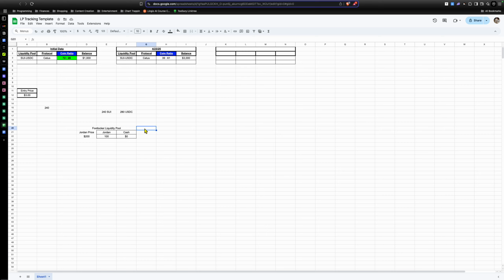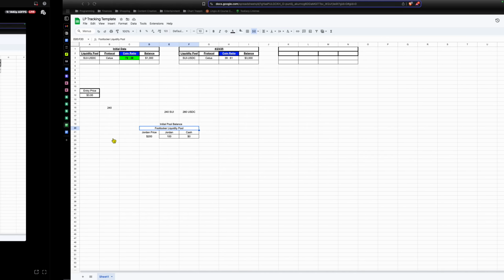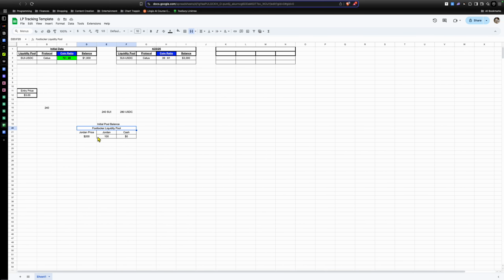So what I'm trying to call this is the initial pool balance. This is when y'all first get into your liquidity pool. That's why it's so crucial for y'all to take screenshots when you first start your liquidity pool. When you take that screenshot, you need to catch a picture of your coin ratio, your amount, and the U.S. dollars that you invested.